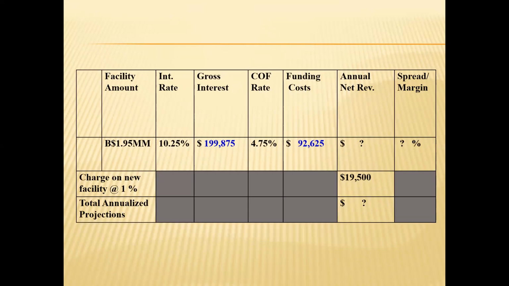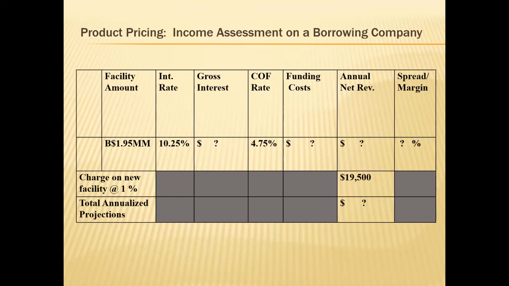Okay. Or the funding costs again, please. Okay, all right. So the facility amount is 1.95 million. We're given the interest rate of 10.25. Remember I said in an example like this, you would have to have at least two. There'll have to be two knowns.